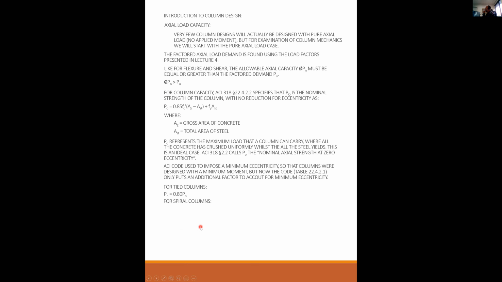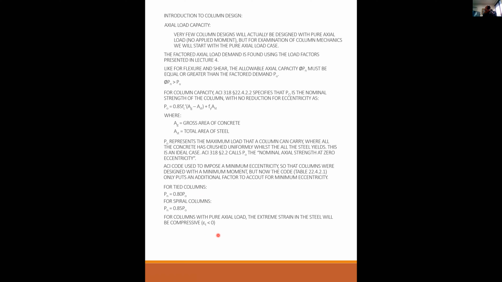For a spiral column, you get 85% of P naught. And this is what I was talking about. Spiral columns get special treatment. They're the special kids. So you get more capacity by design out of a spiral column than a tied column, all other things being equal.